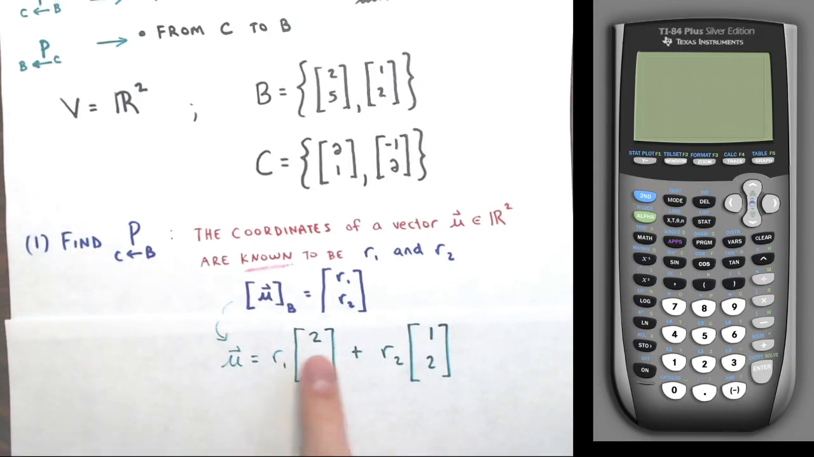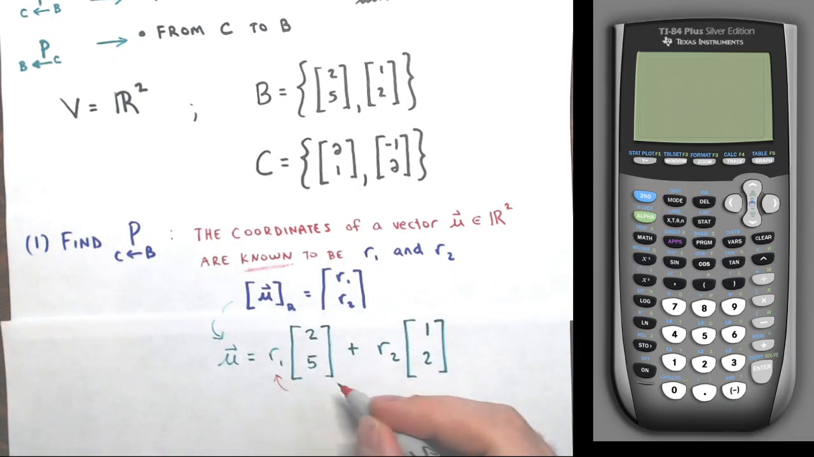And again, R1 and R2 are known values. I'll write that one more time, to make that really clear. Suppose these are known values. I do not have to solve for them.